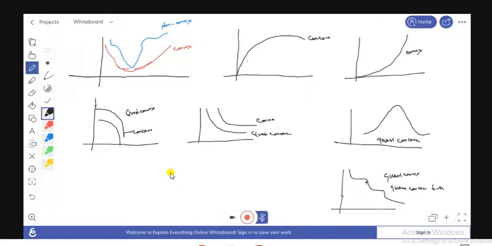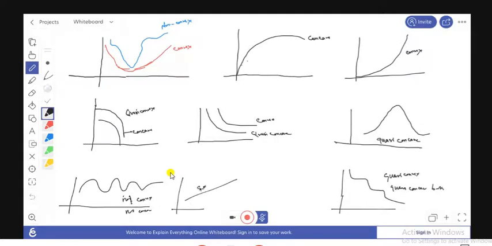Okay, so there are some more examples. If we plot this type of curve, this type of curve, so this is not convex and not concave. Okay, if we take a single line, this is convex and concave both. Okay, so if we draw this type of function, okay, this is your quasi convex.